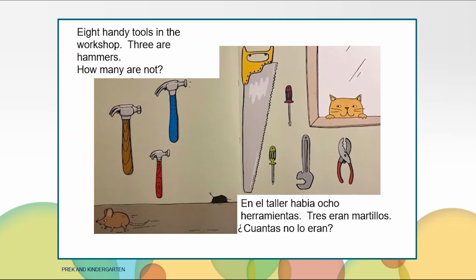8 handy tools in the workshop. 3 are hammers. How many are not? I'm so glad we have the picture to help us. Let's count the tools that are not hammers. 1, 2, 3, 4, 5. There are 5 tools that aren't hammers.